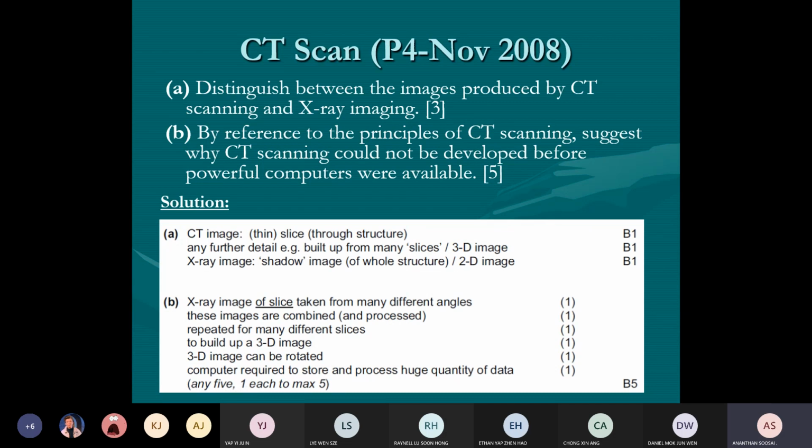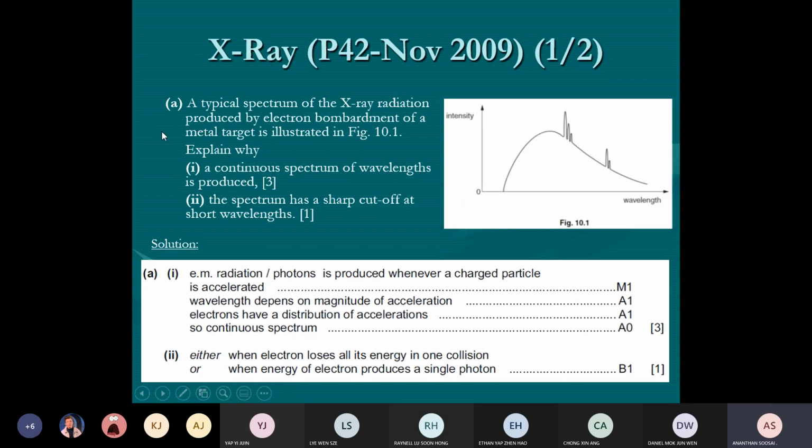Then more questions, because it's linked to X-rays. This is a question about X-ray, about explaining the points on the graphs. A typical spectrum of X-rays is produced. Why is a continuous spectrum of wavelength produced? 3 marks. These are the points I asked you to highlight.